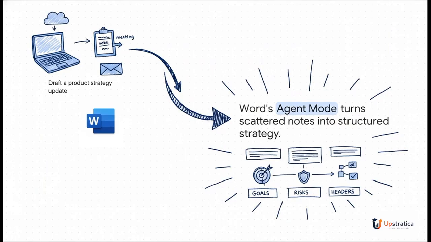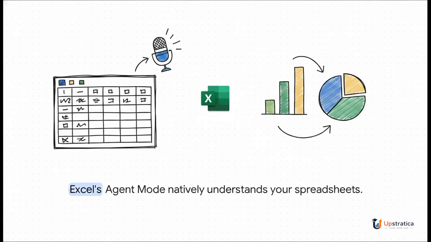So instead of staring at that blank page until your eyes water, you open Word and prompt Copilot, draft a product strategy update based on these meeting notes and this email thread. The AI literally orchestrates this multi-step task for you, pulling cross-app data to seamlessly build out your headers, your goals, and your risk factors. But hey, a strategy is just a story without data, right?